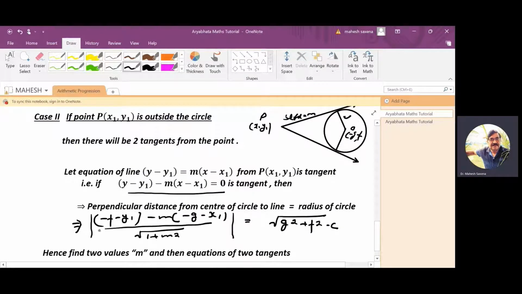Since it is a quadratic equation, we will get two values of m. Therefore, two tangents can be found from the point (x1, y1) on the circle.